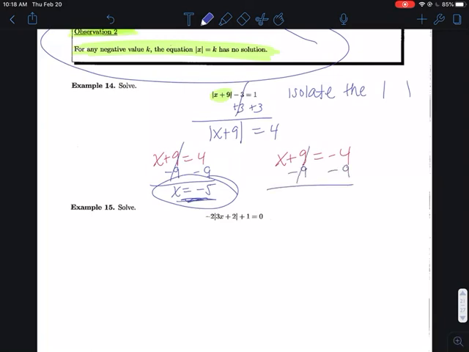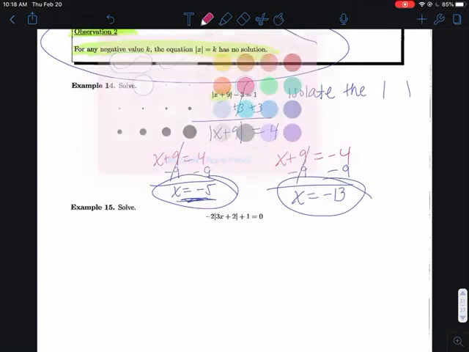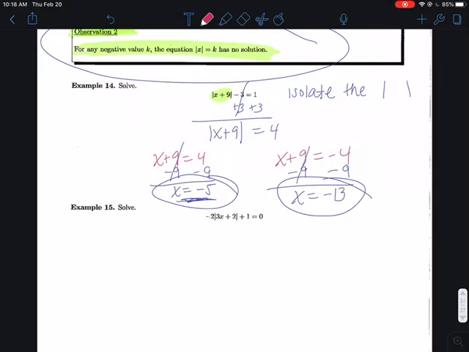Subtract 9 from both sides. I get x equals negative 13. All right, and let me just show you. Let's check this so you can see that it works out, because sometimes students get confused about the final answer being negative.